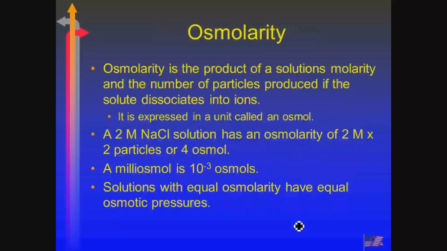So the term we use to talk about how much osmotic pressure is created is osmolarity. And the unit, for those who care, I don't, is called an osmole. And yes, we can divide it by 1,000 to get a milliosmole. Solutions that have equal osmolarity will have equal osmotic pressure, equal amounts of pull that they exert in the process.